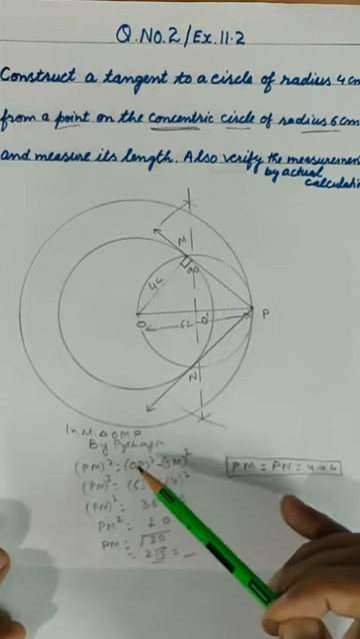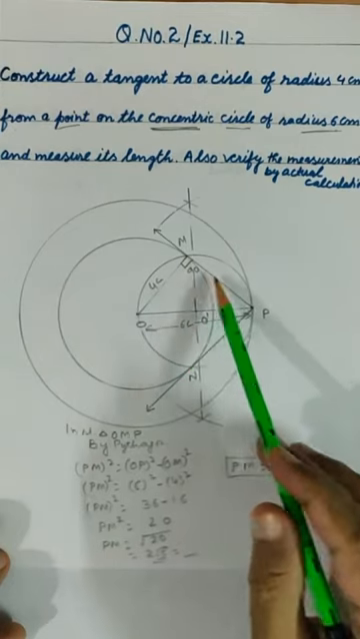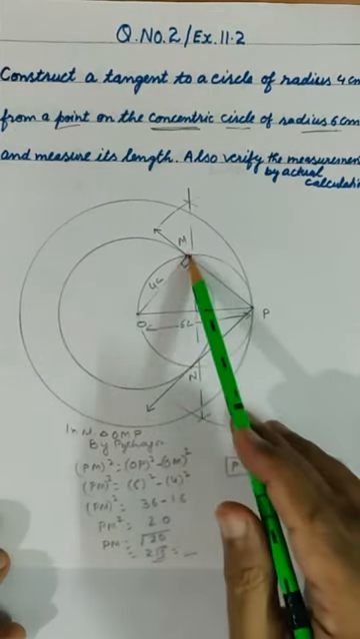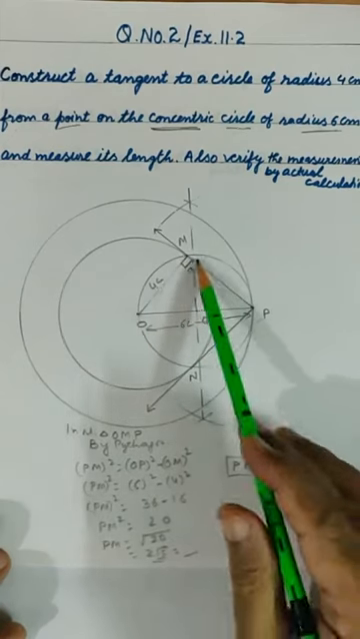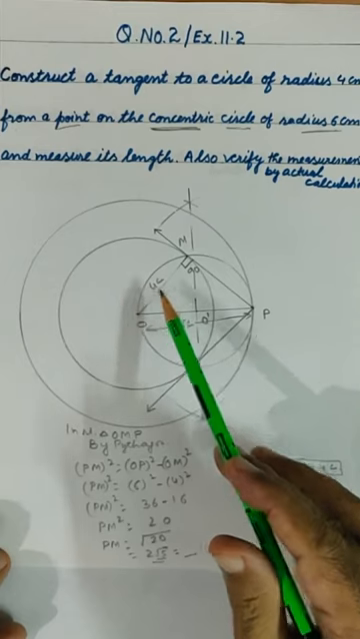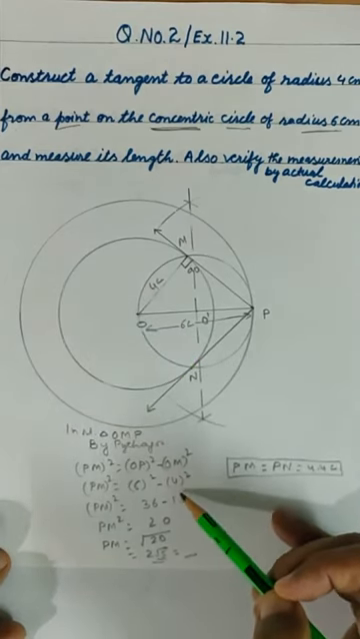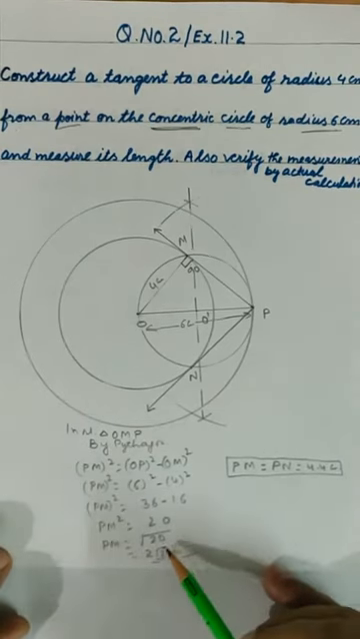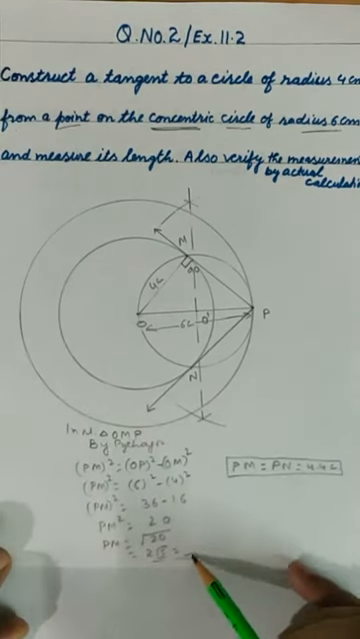And this is the hypotenuse. We are to find out this, so we can write OP square minus OM square equal to PM square. This is 36 and this is 16, and then we got 20, and we just find out 2 root 5 and calculate it, and you'll find the same.